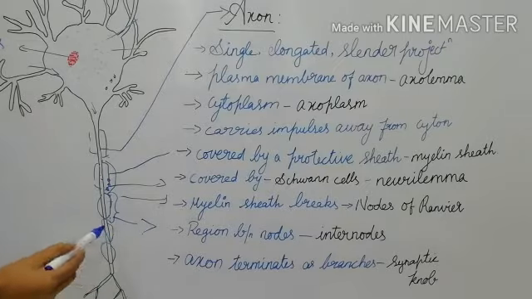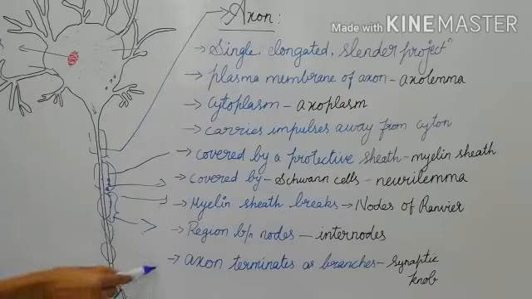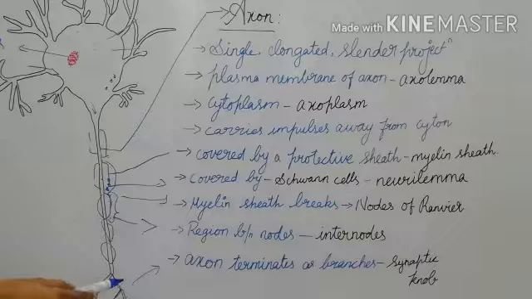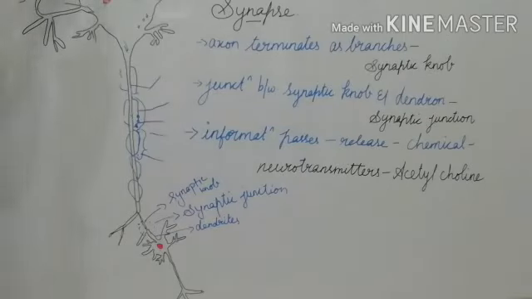The end of this axon terminates as fine branches, which are knob-like structures, and we call it the synaptic knob. So we saw about the structure of the neuron. Now we can see what is a synapse.